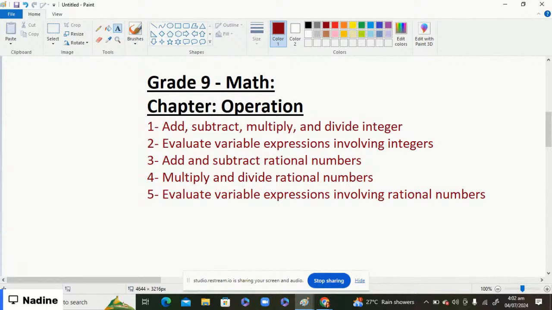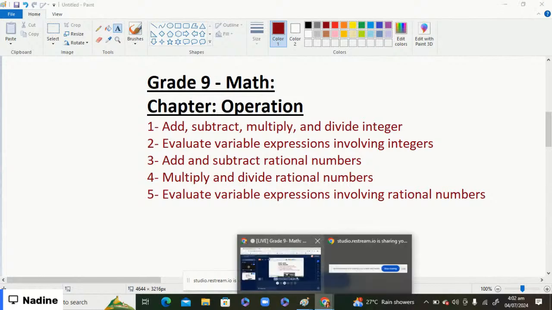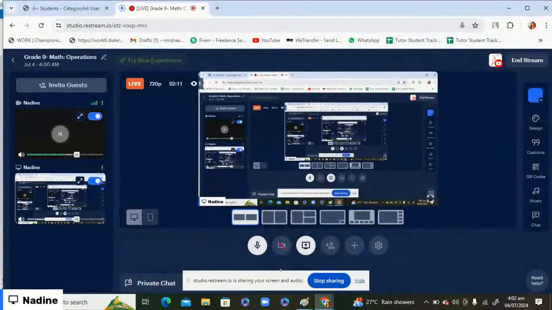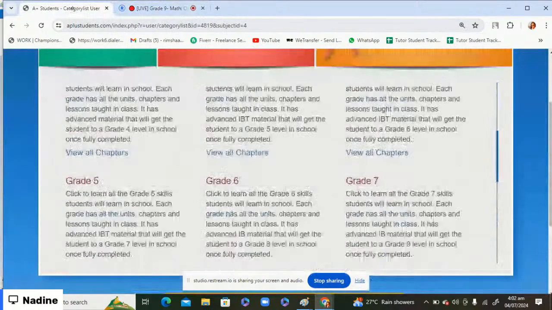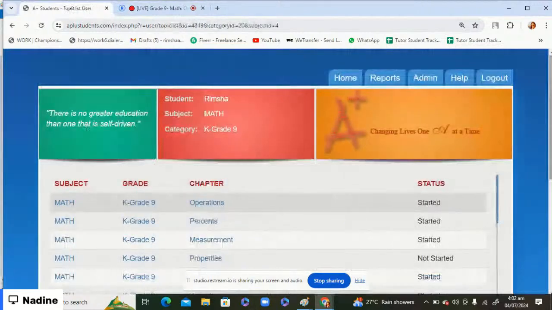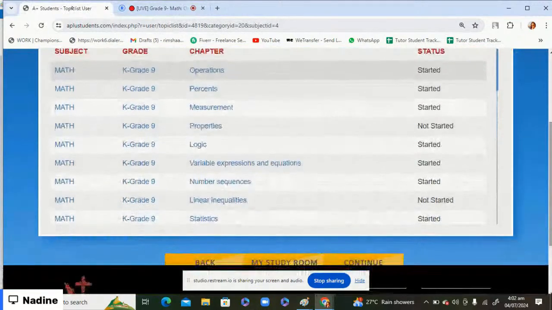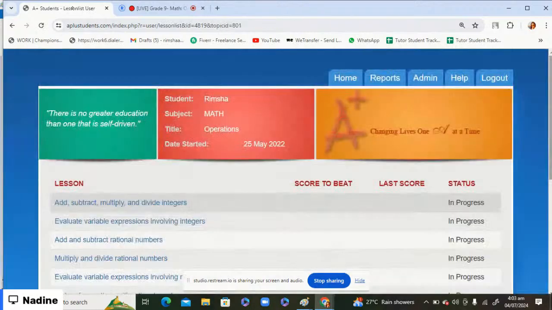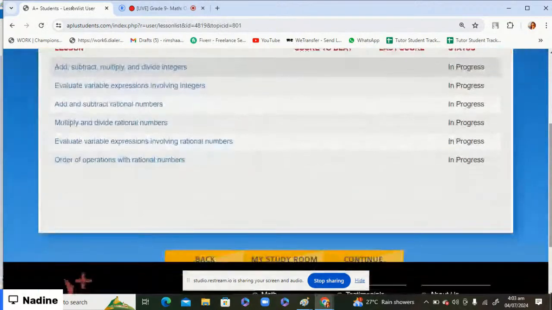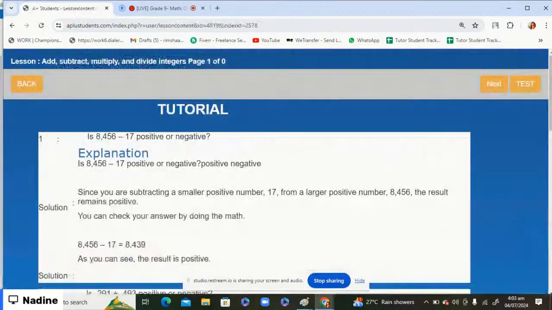So you can find all the lessons on aplusstudent.com. You have to log in using the email and password provided by the administrators. Go to the subject tab, select maths, scroll down, go to the grade, and then here is the list of the chapters. Today we discuss the first chapter, that is operations. Here is the list of lessons, so we're going to click on the first one and start.